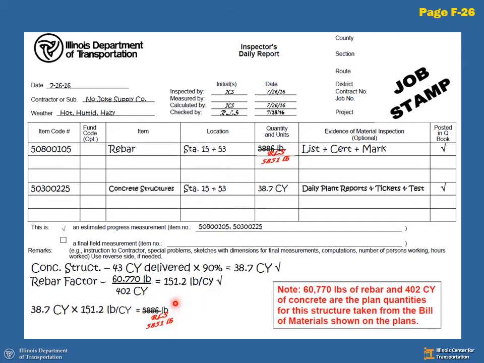Here somebody made a miscalculation and the checker found it. We got a single line strike, new initials, new quantity. We're good to go.